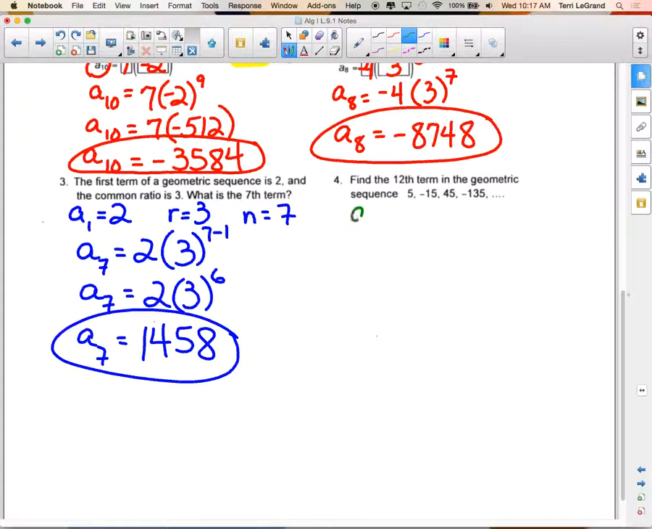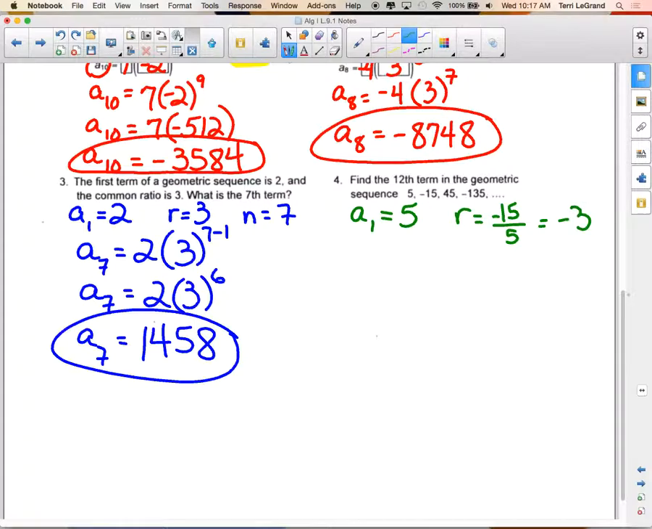Okay, and our last one. Be nice if we knew the a sub 1 value. What is it? 5. It'd be nice if we knew the R value. Ooh, I think we're gonna have to find it, aren't we? Who wants to set up our ratio for us? Okay, negative 15 over positive 5. Our R value is negative 3.